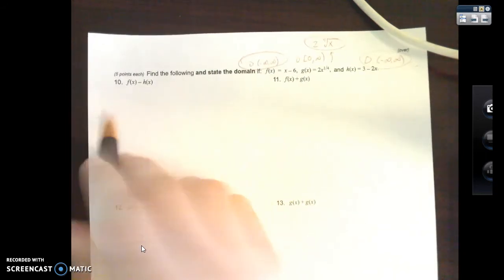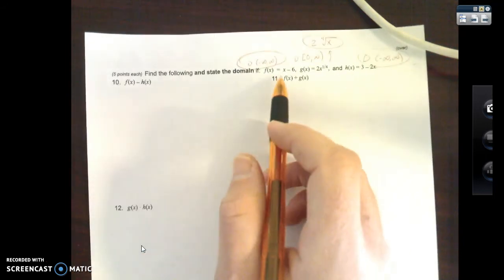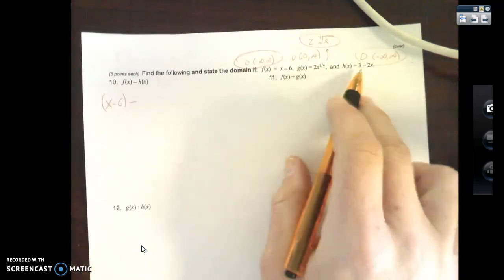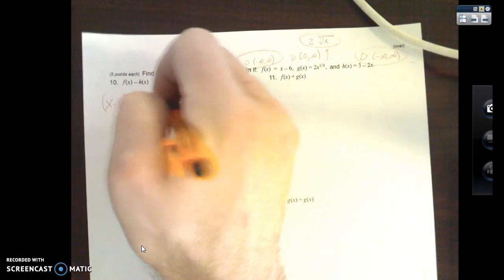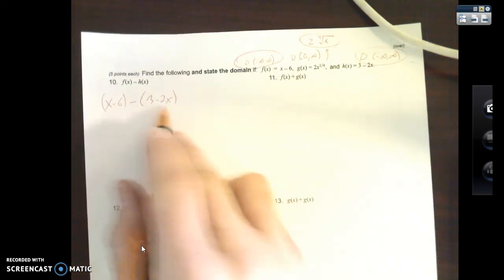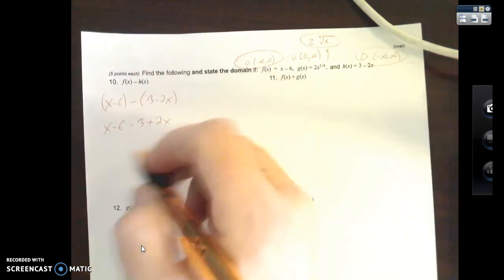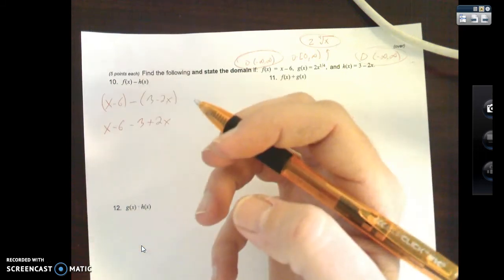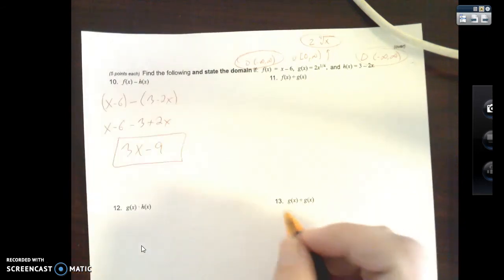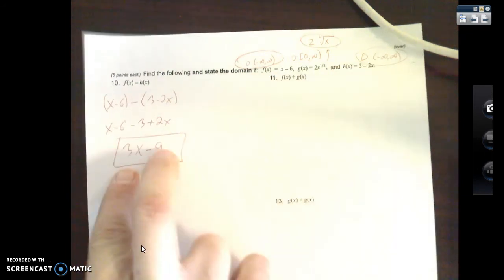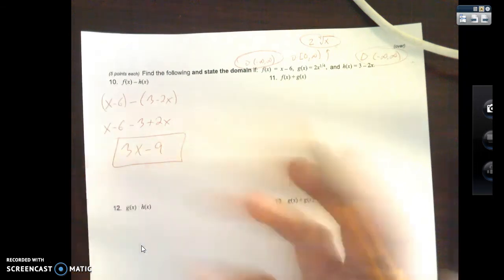F of x minus h of x. You are just substituting things in. Here's f of x, x minus 6, minus h of x. Put parentheses around it. If you don't, you're going to get caught. That minus sign has to distribute to both. So minus 3 plus 2x. Now I'm just combining like terms. X plus 2x gives me 3x minus 9. There's my final answer. Well, you have to take into consideration the 2 original domains. Nothing's restricted. Look at your final answer. Is anything restricted? Nope, because there are no even power roots and there's no x in the denominator.